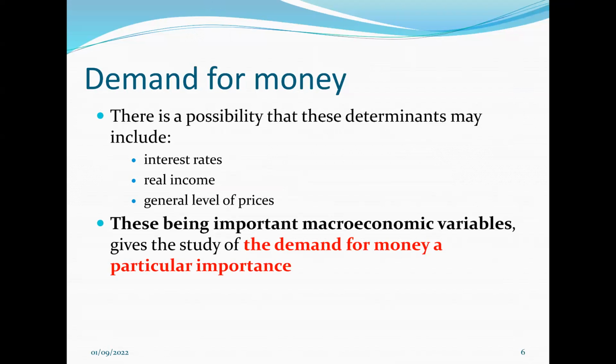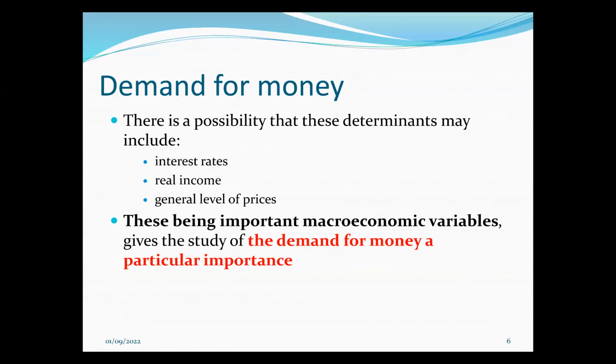For example, we have these factors: the interest rate, the real income, and the general level of prices, which is inflation. So you can put this as your Y. Interest rates, Y income, and price levels, which is inflation, right? So the changes in these are the ones that influence the demand for money. Is that clear?